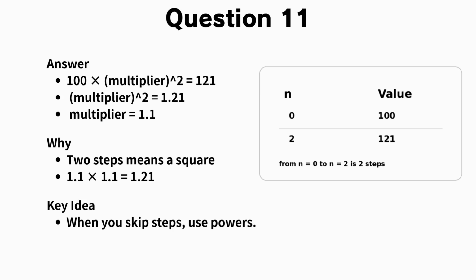At this point, many students stop. But this number, 1.21, is not the multiplier. It represents 2 steps, not 1. So we take the square root. The multiplier is 1.1. Key idea. When steps are skipped, you don't guess, you use powers.